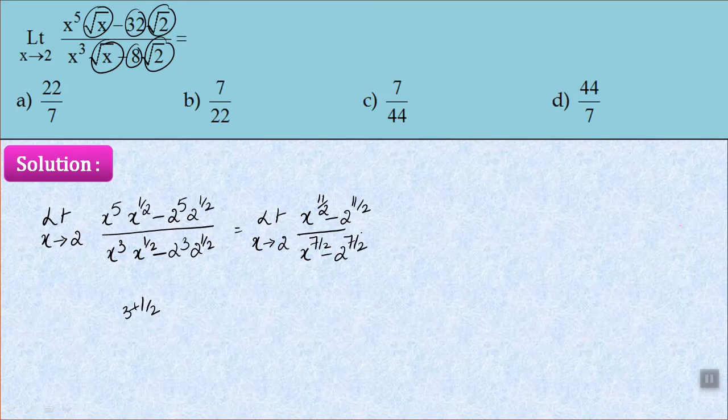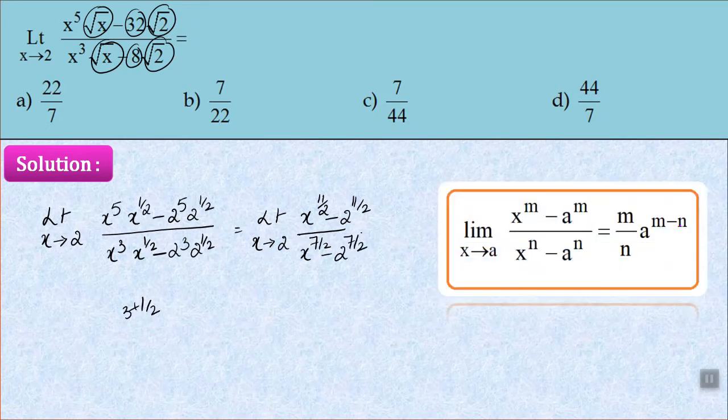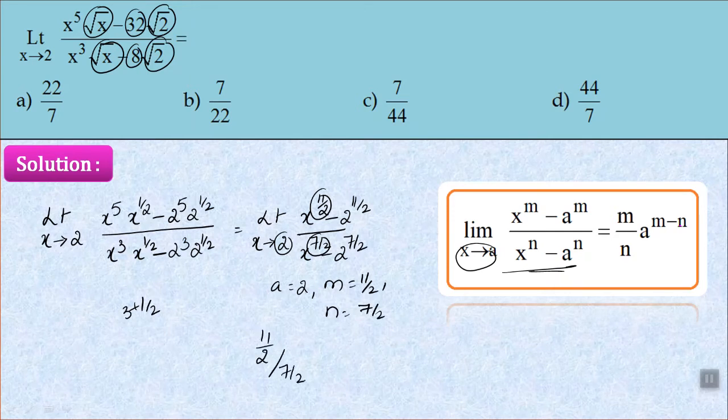Now applying this shortcut formula for getting the answer easily: limit x tends to a, x power m minus a power m divided by x power n minus a power n is equals to m by n into a power m minus n. In this problem here, a is equals to 2, m is equals to 11 by 2, n is equals to 7 by 2. Now the answer is m by n, that is 11 by 2 divided by 7 by 2 into a power m minus n, that is 11 by 2 minus 7 by 2.